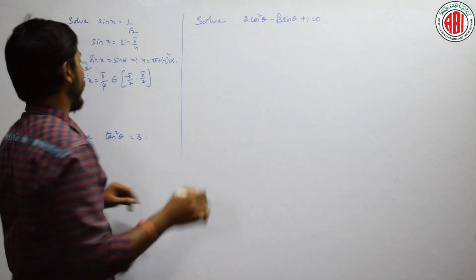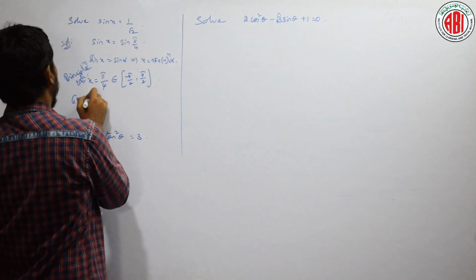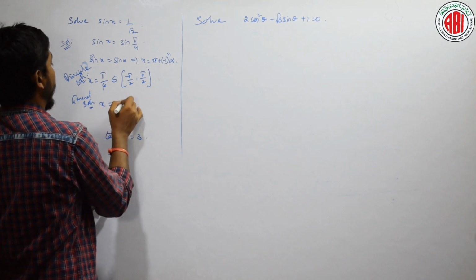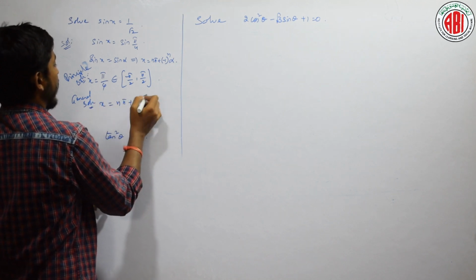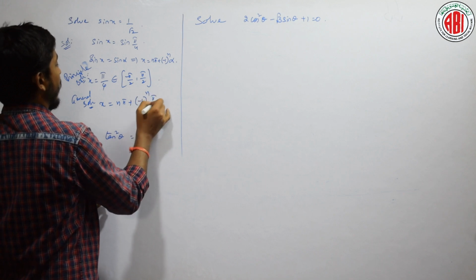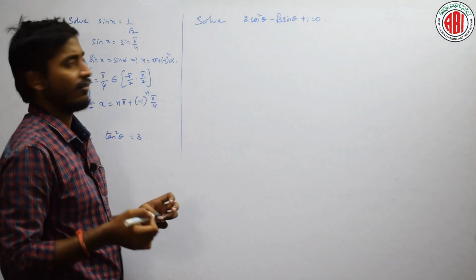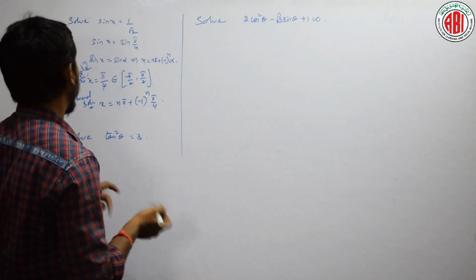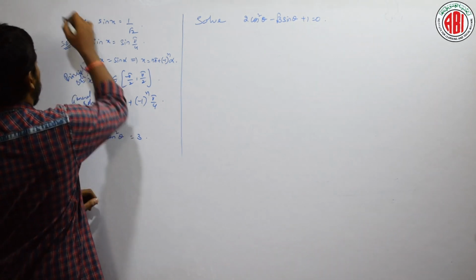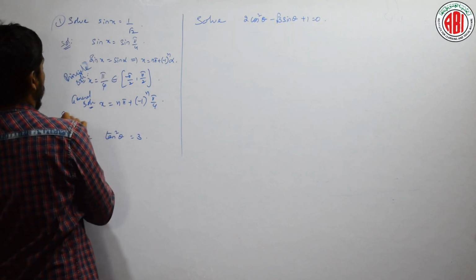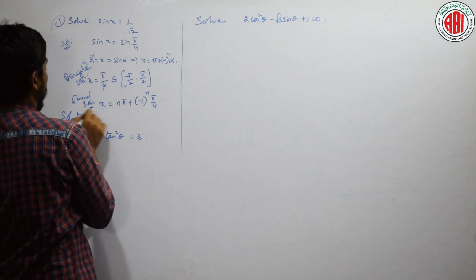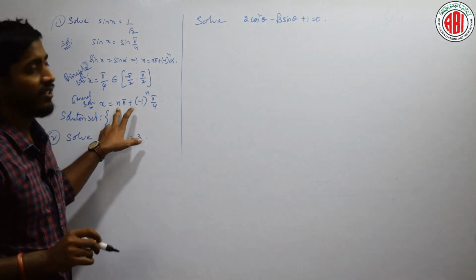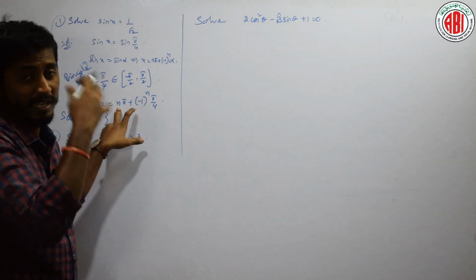Then what is the general solution? The general solution is x is equal to n pi plus minus 1 whole power n times pi by 4. That is it. Is there anything more to write? Nothing, right? If you want, you can even write some solution set. What can we write? We have to substitute n from minus infinity to plus infinity.